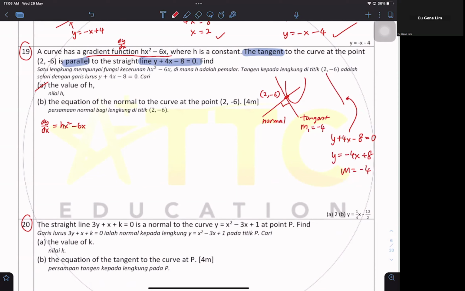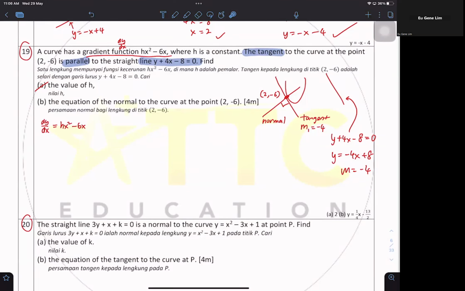Okay, I understand. Actually no need to draw the normal. This question doesn't involve the normal, so I don't have to draw it. Okay, but never mind. Then how should we continue? How should we find h?